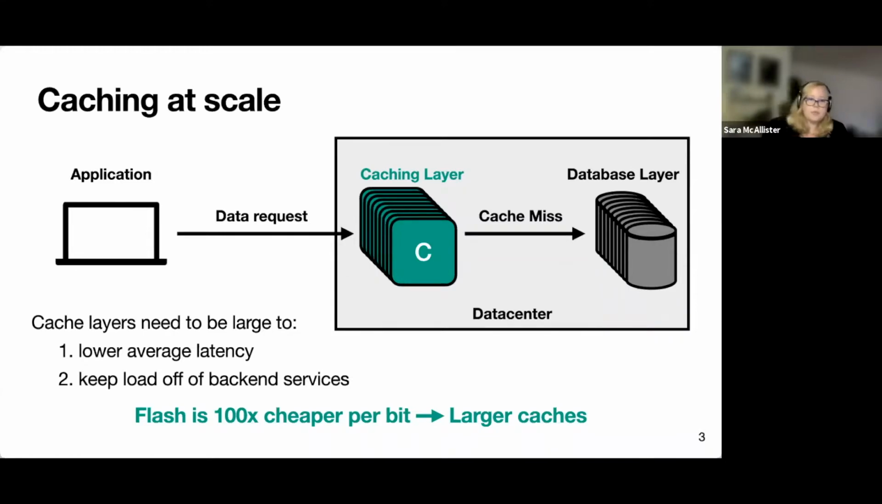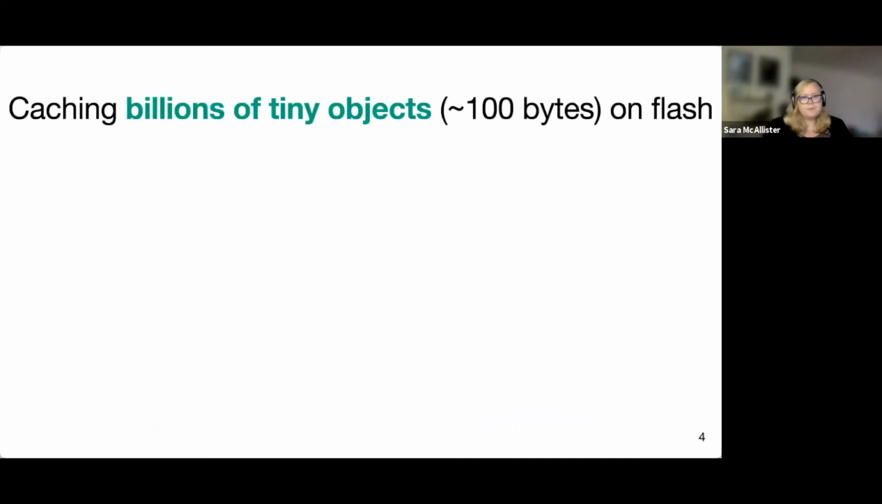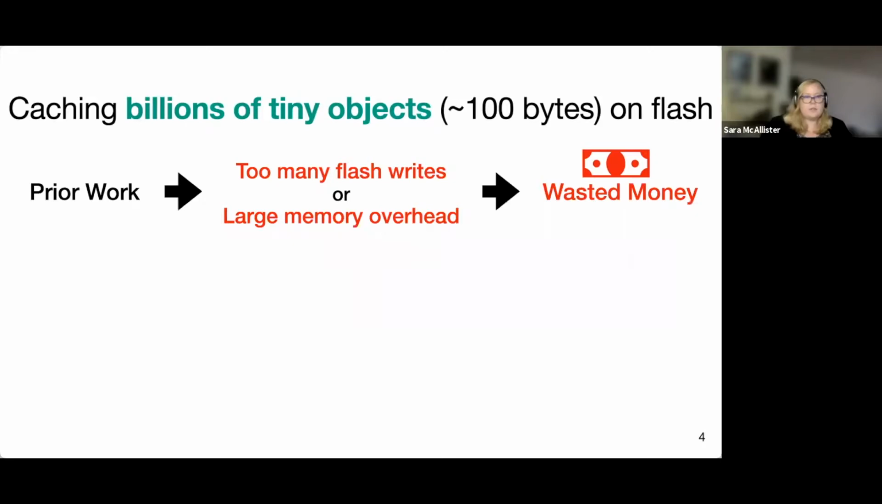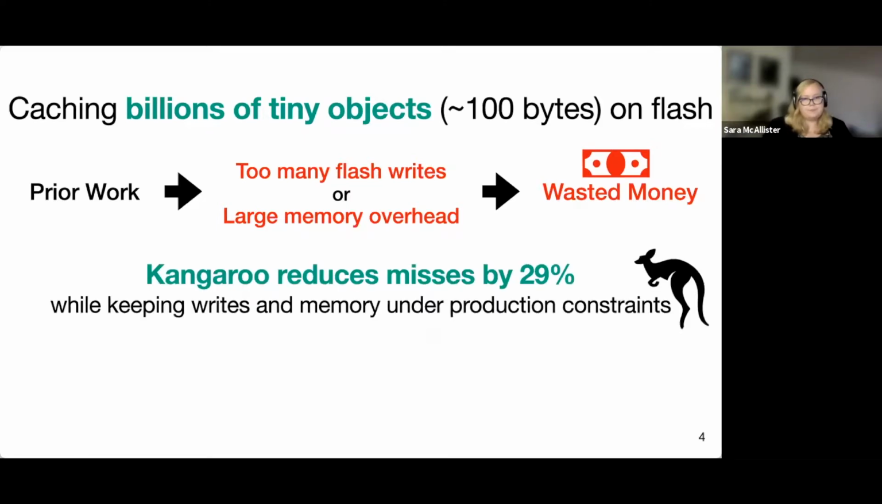One way to make them really big is to use Flash, because it's 100 times cheaper per bit, so you can have much larger caches for the same cost. And so at scale, a lot of companies deploy Flash caches. With Kangaroo, we're really trying to solve this problem where we need to cache billions of tiny objects on Flash. If you look at the prior work on caching tiny objects on Flash, they either have the problem of having too many Flash writes or a large memory overhead. And either way, you're going to waste money on your cache.